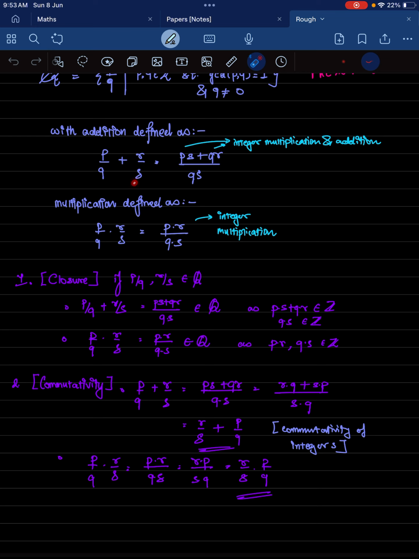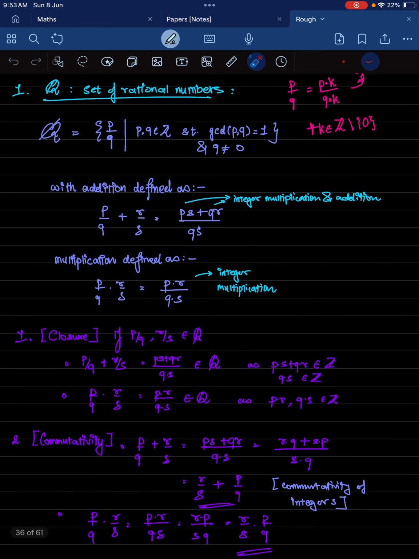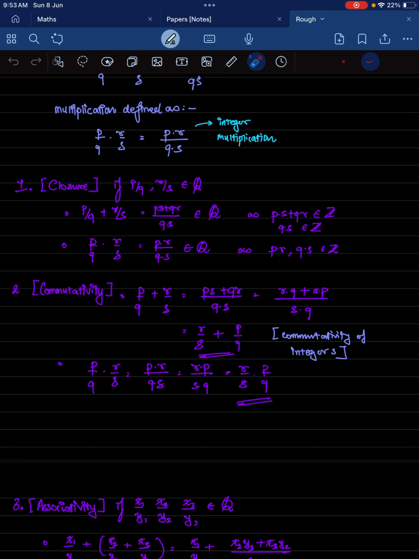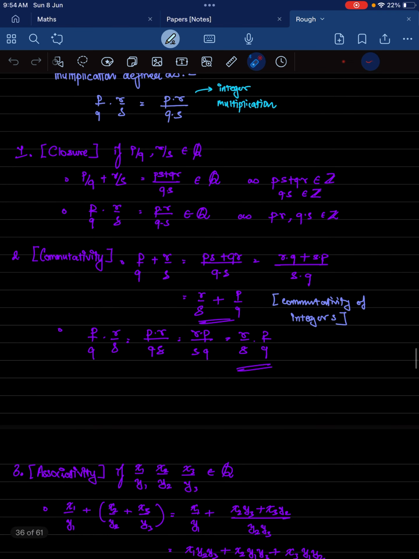Now notice that q and s by definition are non-zero, and hence q times s in both these cases will also be non-zero. And because of that, since the numerator and the denominator both are integers by definition, then obviously the whole fraction, that is the result of addition and multiplication, will also be rationals. And that's what the first property is all about, that is closure. The rationals under this sort of addition and multiplication is closed, meaning that if you add any two rationals together, you will get another rational. Similarly, if you multiply any two rationals, you will get another rational. And that's what I have just explained, and that's the proof of the closure property.